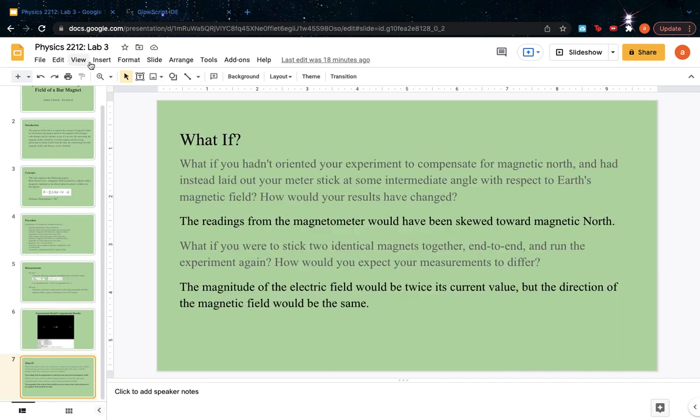And so what if we hadn't oriented the experiment to compensate for magnetic north and instead laid out the meter at some intermediate angle? The readings from the magnetometer would have been skewed toward magnetic north. So that's why we corrected for it. And if we were to stick 2 identical magnets together and run the experiment again, we would expect the magnitude of the magnetic field to be twice its current value, but the direction of the magnetic field would be the same. Thank you.